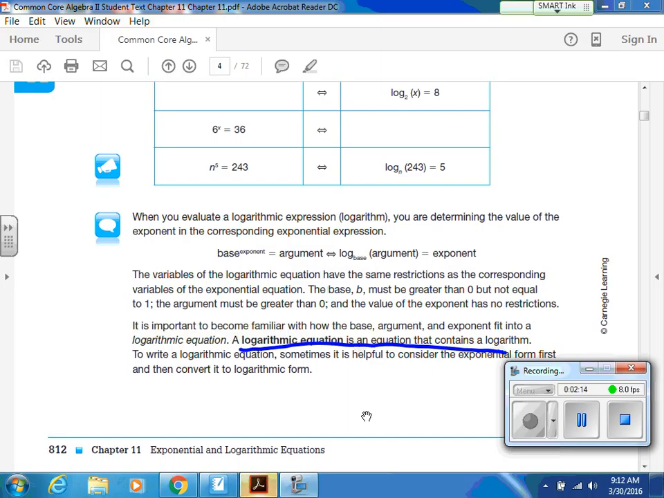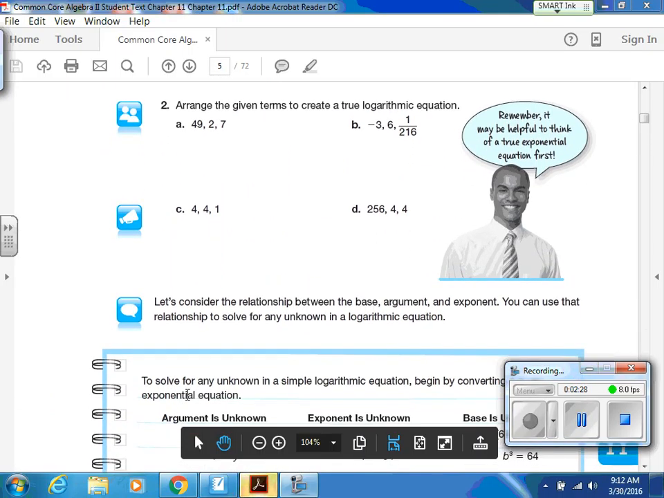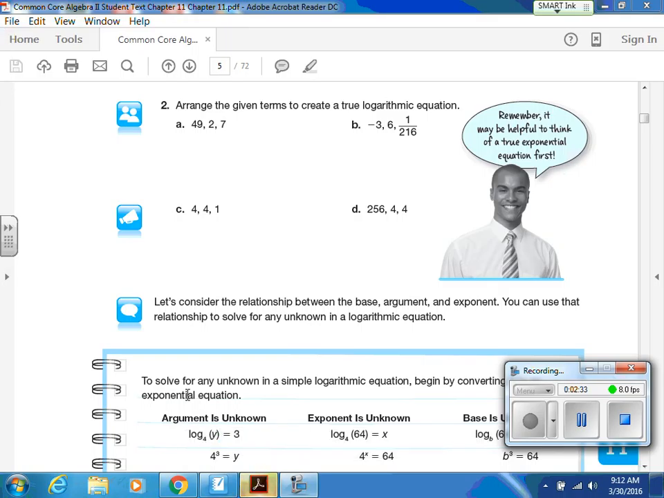Alright, now we're going to try to recognize some numbers. Okay, so they've given us 3 numbers, and we need to try to arrange them somehow so that we create a true statement or a logarithm. Like this, 49, 2, and 7. How do those numbers relate to each other? I think I said 7 squared is 49. Alright, so what would that look like as a logarithm?